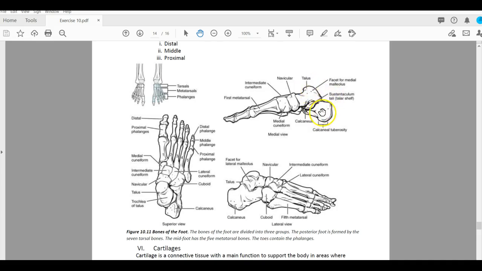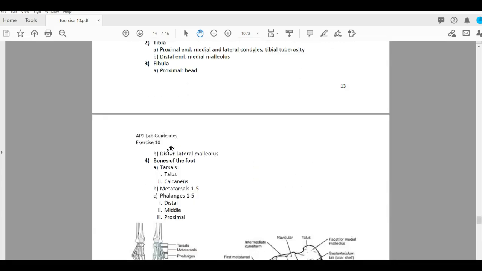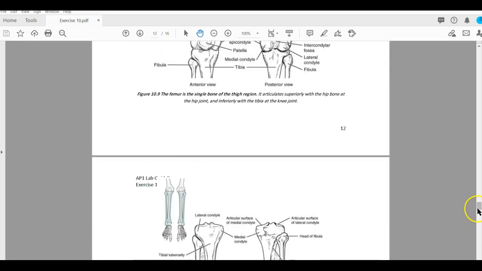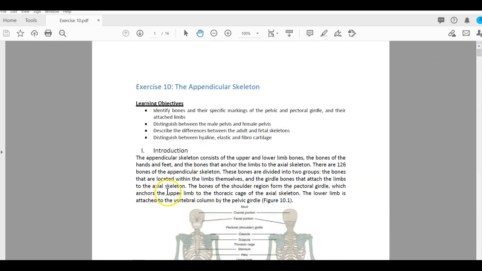So these 2 tarsals, you're identifying by name. The others are just part of a group, and then metatarsals and phalanges as a group, proximal, middle, and distal. And that's that. That's really all I am going to say about the skeleton.